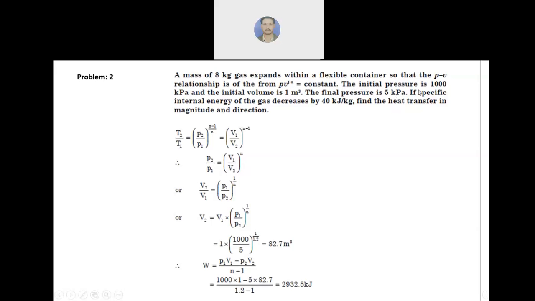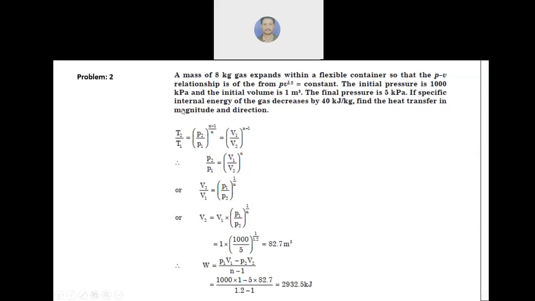The initial pressure is given as 1000 kilopascal. Initial volume is 1 meter cube. Final pressure is 5 kilopascal. The next thing given is that specific internal energy decreases by 40 kilojoule per kg. Now what do you understand by specific internal energy?